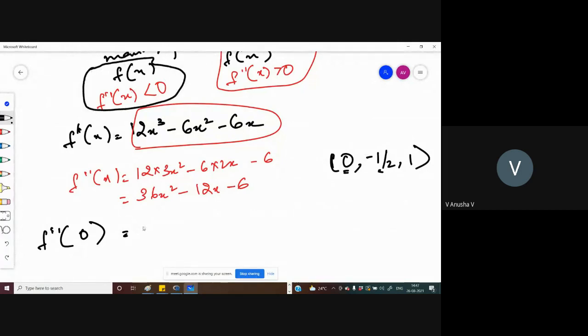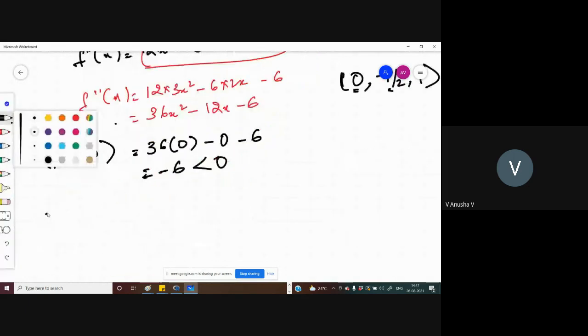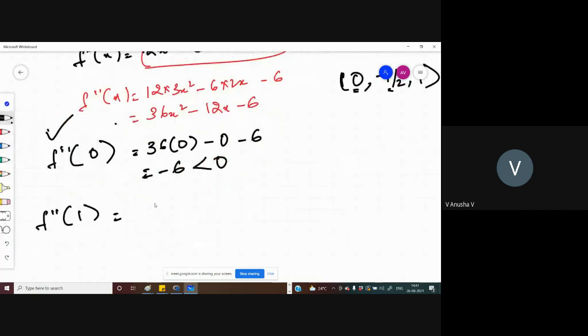Okay, so I'm substituting here 0, minus 0 minus 6. So I got minus 6, which is less than 0. So this should be one of the points which is maximizing the f of x. Okay. Now let's check the other points. If we substitute f double dash of 1, 36 into 1 minus 12 minus 6, so we got 36 minus 18, 18. This is a positive number, so we should not consider this point for finding the maximum of f of x.